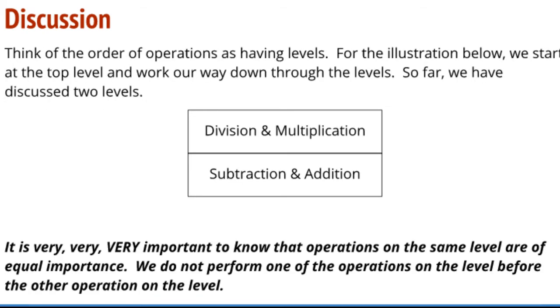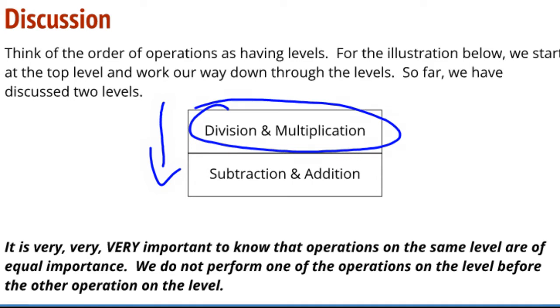So we need to think of the order of operations as having levels. So for the illustration below, we start at the top level and we work our way down through the levels. And so far we have discussed two levels of the order of operations. Division and multiplication occupy one level together. Subtraction and addition occupy a second level together.